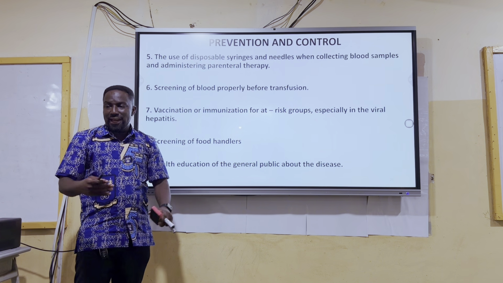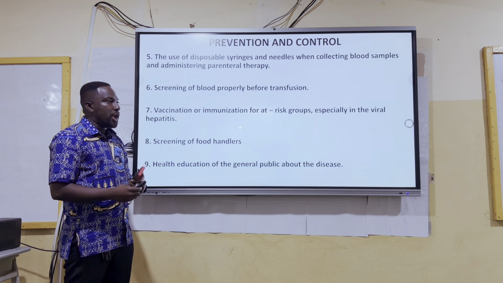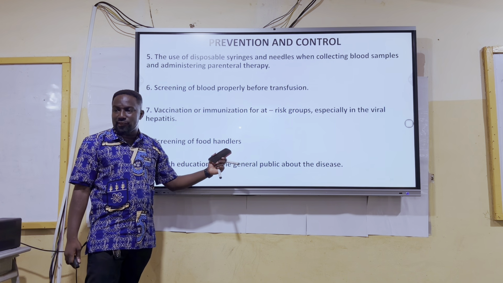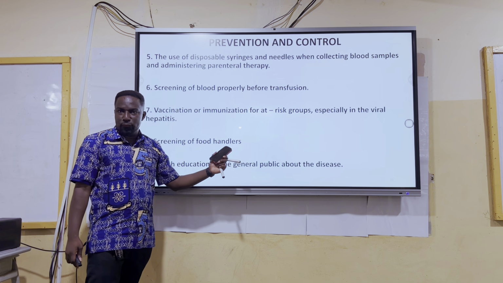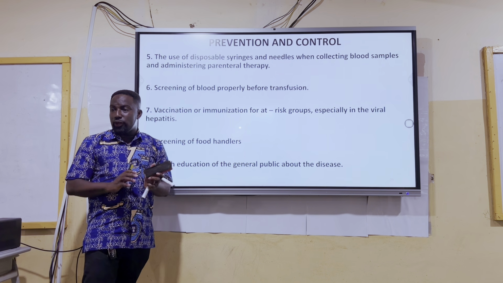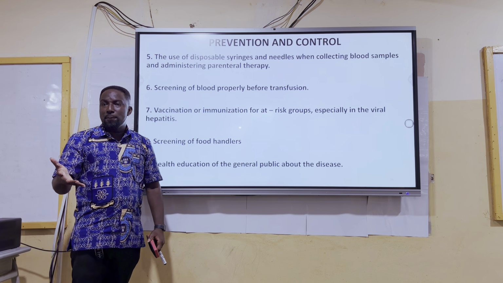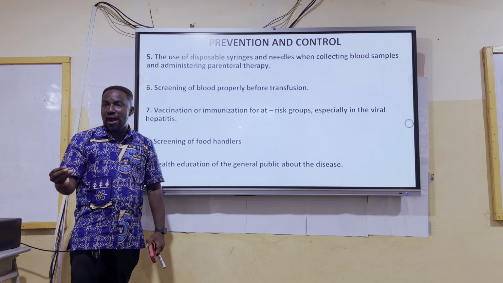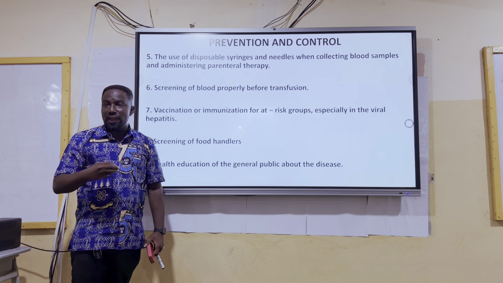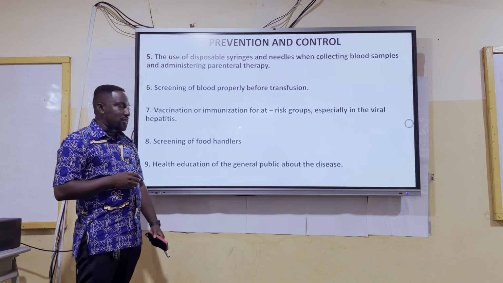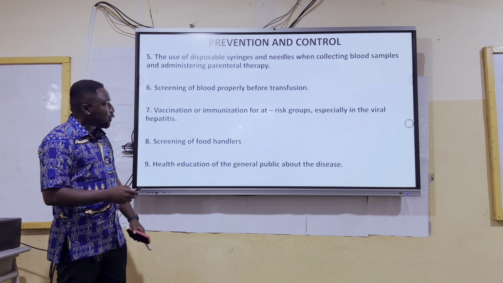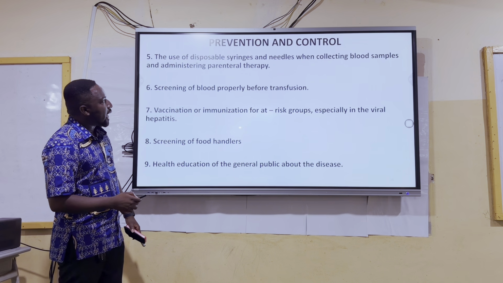We learn that once you take the vaccines, it will help to protect you from getting the disease. And then screening of food handlers is under hepatitis A and E, right? Because if the food handlers have hepatitis A or E, and after using the toilet they don't wash their hands, they come and serve you with their bare hands that contain the hepatitis A or E virus, and you buy it very cold and enjoy it, it can be transferred to you as well. And then general health education of the general public about it. So that is the prevention and control of hepatitis.